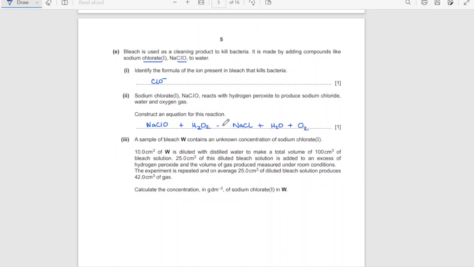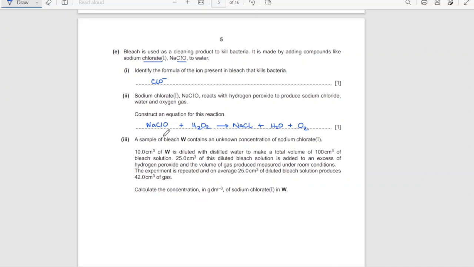So now we need to balance this equation. You check on both sides. We have 1 sodium, 1 chlorine, 2 hydrogens, and we have 1, 2, 3, 1, 2, 3 oxygens. Yep. So it's already balanced. Okay. So yeah, that's it.